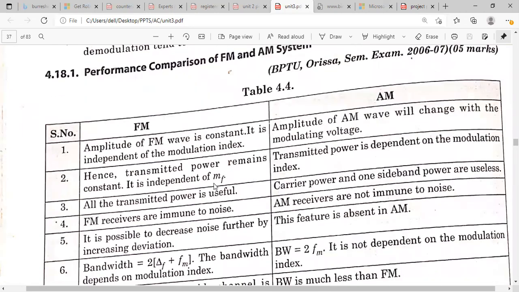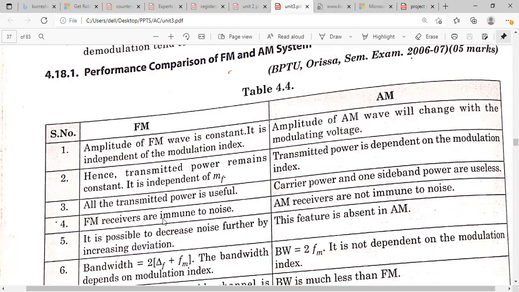and performance comparisons. In frequency modulation, the amplitude of the FM wave is constant, and it is also independent of the modulation index. But in AM, the amplitude is varied with respect to the amplitude of the modulating signal. Here the transmitted power remains constant because it is independent of the modulation index. Here the transmitted power depends on the type of modulation we use and also the modulation index. Here the transmitted power is useful. Here some of the transmitted power is wasted because of the carrier and the other sideband.